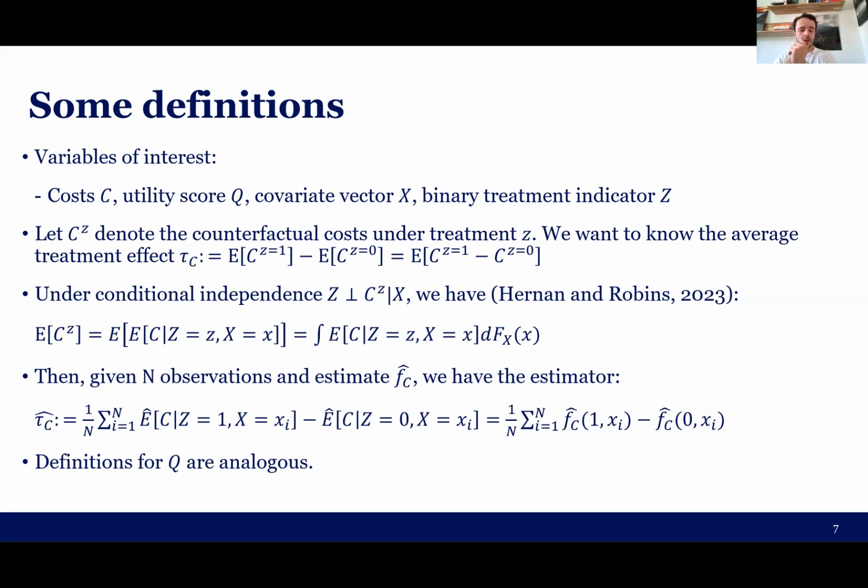And then the treatment effect, tau C, is simply defined as the average counterfactual cost under treatment 1 minus the average counterfactual cost under treatment 0. And then, well, if we have a trial, then we can just collect a bunch of data in that trial and basically compare sample means to estimate the treatment effect.